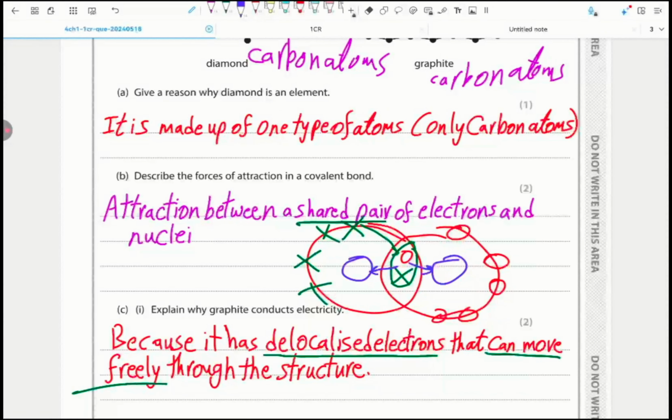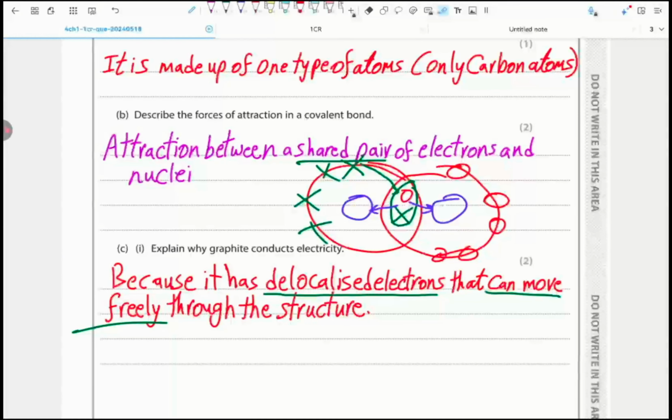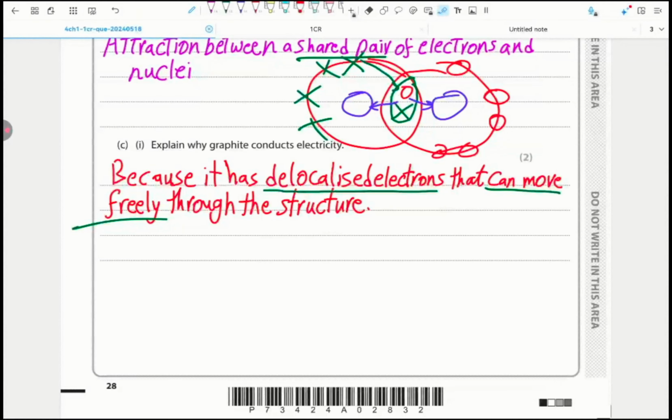So what is a covalent bond force of attraction? Attraction between the shared pair of electrons, which is this, and the nuclei, this nucleus and this nucleus. So each atom provides one electron to share, and the nucleus of each atom is going to attract it towards it. That's why we have something called the covalent bond.